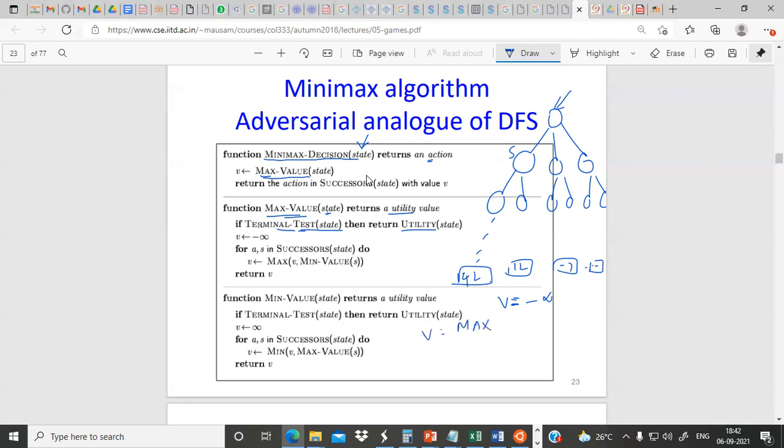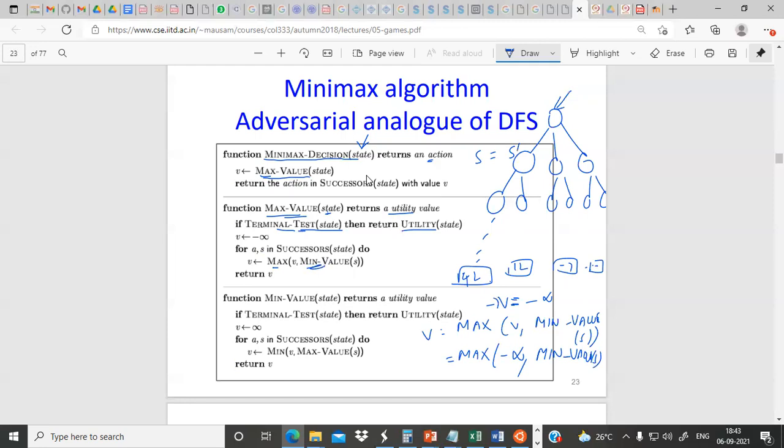So v equal to max of v comma min value of s, where s is the first successor. Let us assume this is s1, so currently s is equal to s1. Previously v was minus infinity, so it says to find the max of minus infinity comma the min value of s, because in the next round it should go for min.